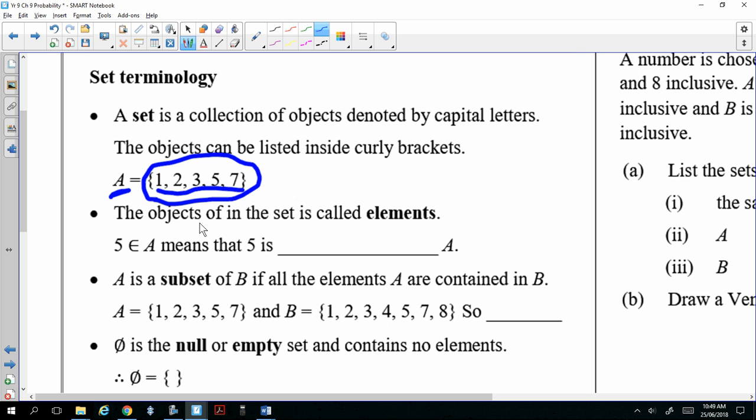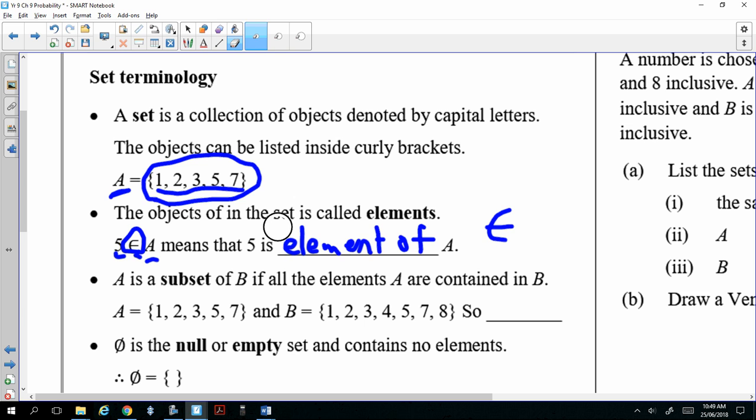The objects in a set are called elements. We say 5 is an element of A. The symbol that looks like an E means "element of". So 5 is an element of A, which means 5 is inside the set A. You can think of a set as like a bag of elements. So 5 is inside this bag.